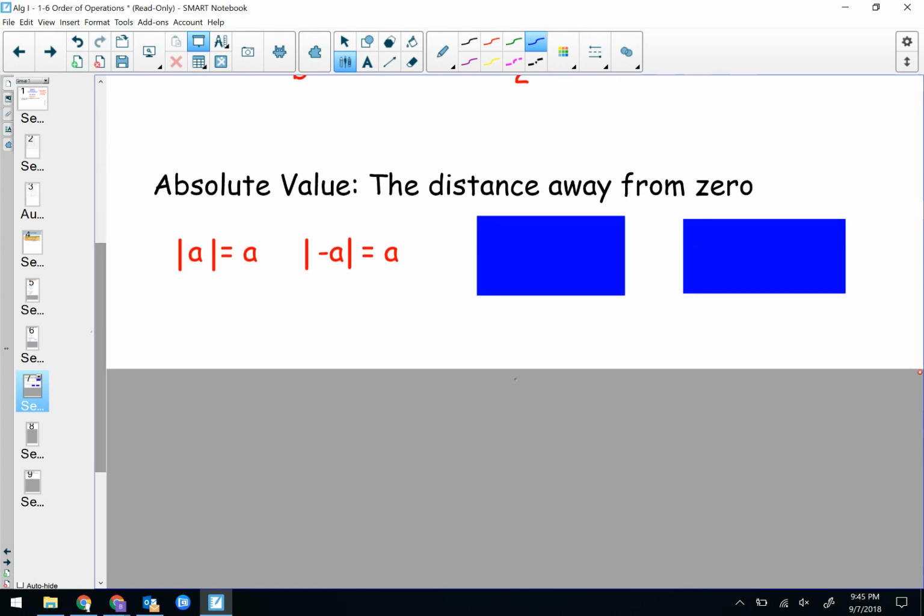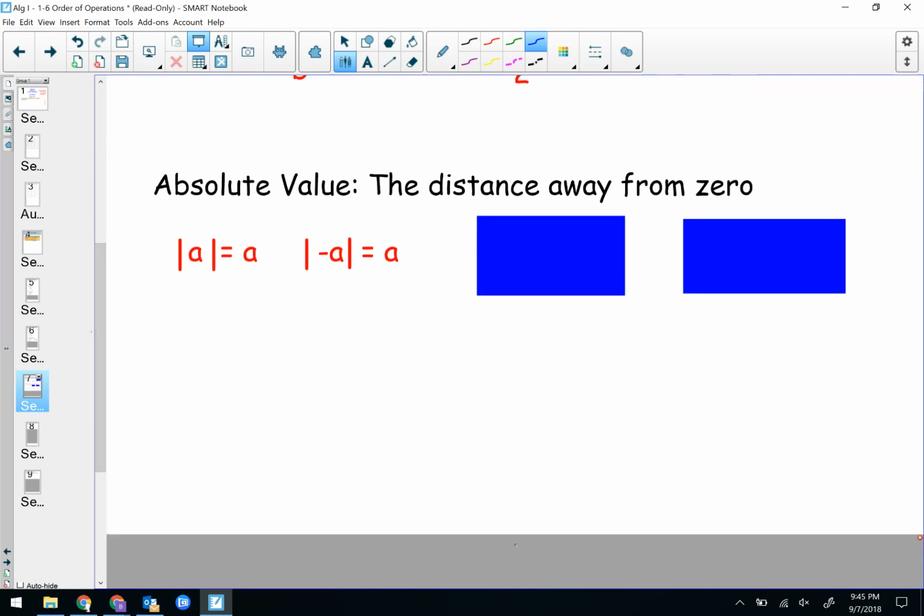Absolute value, another grouping symbol. Now remember that the absolute value, go ahead and write down this definition here. The absolute value is the distance away from 0. Okay, and distance can never be negative. Always positive. Positive stays positive, negative turns into positive.